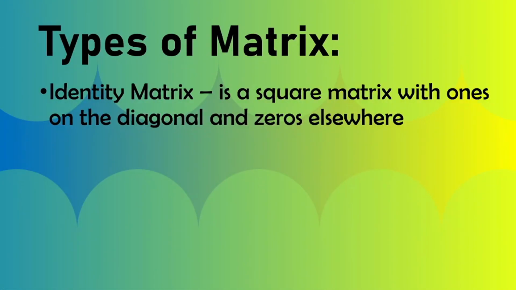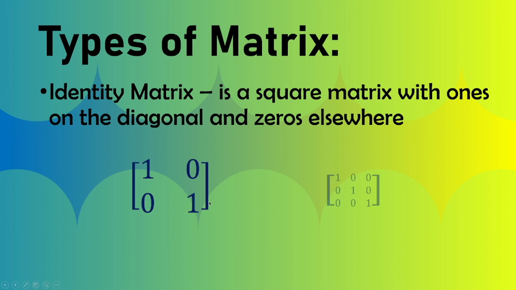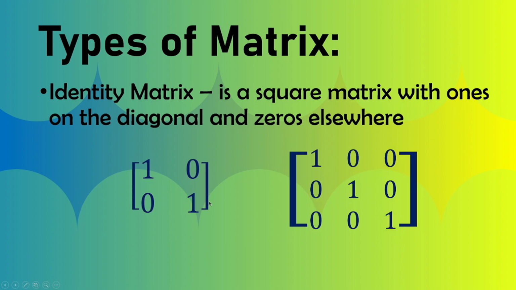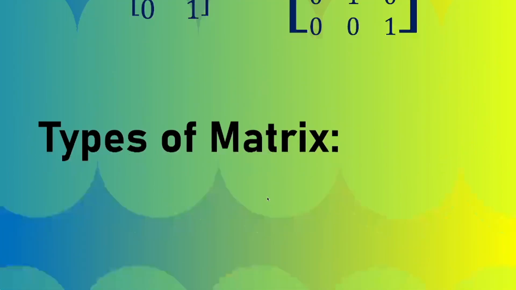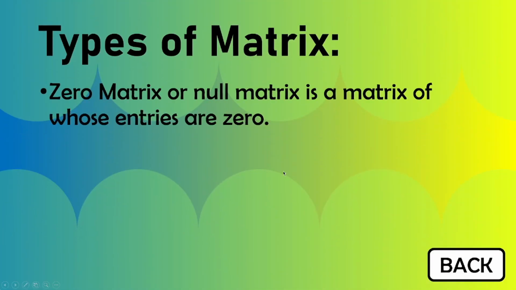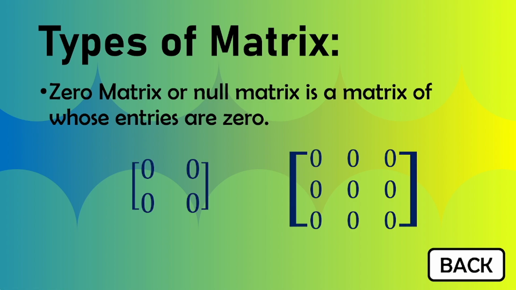An identity matrix is a square matrix with ones on the diagonal and zeros elsewhere. Here are some examples below. A zero matrix is a matrix of any size whose components are only zero, no other numbers.